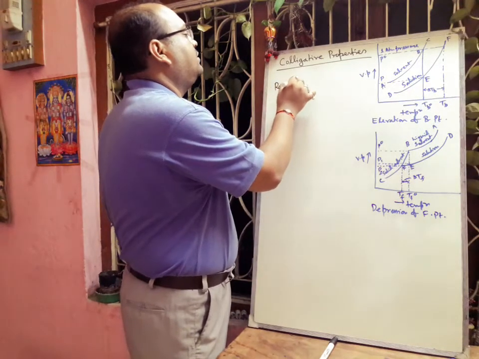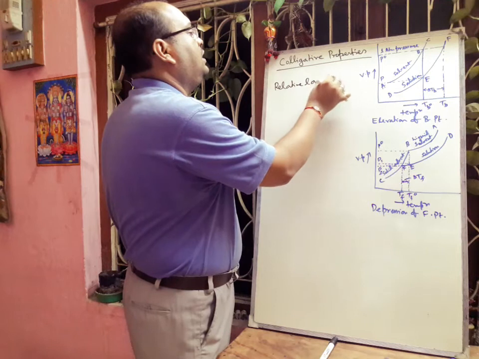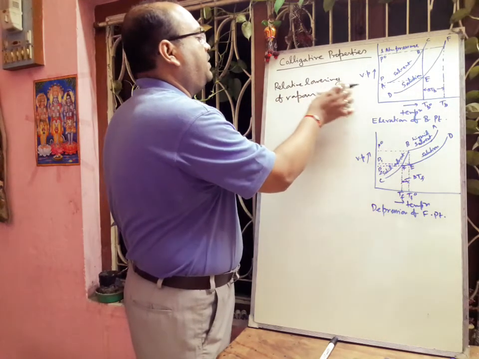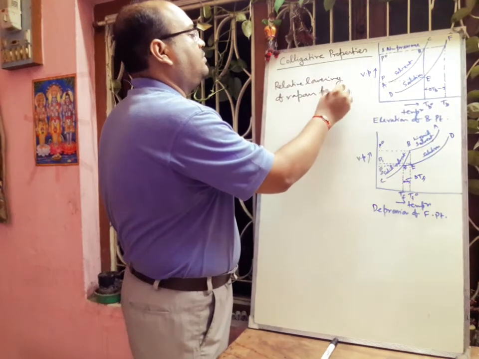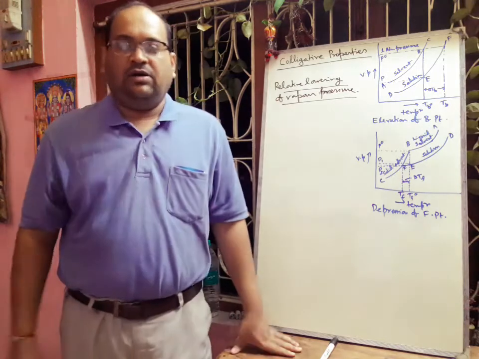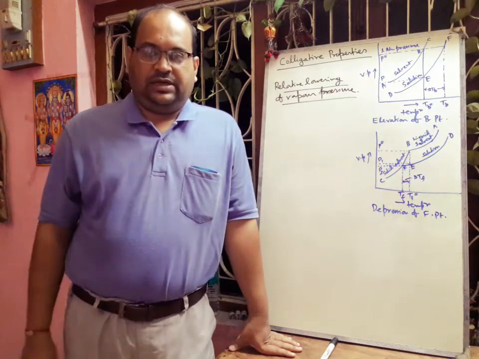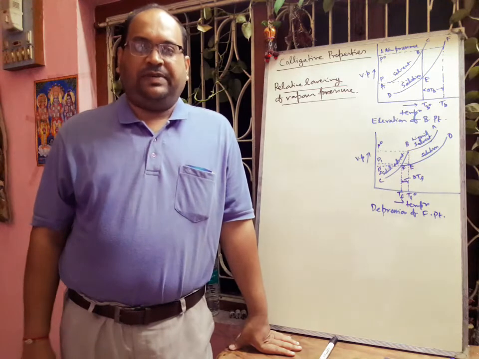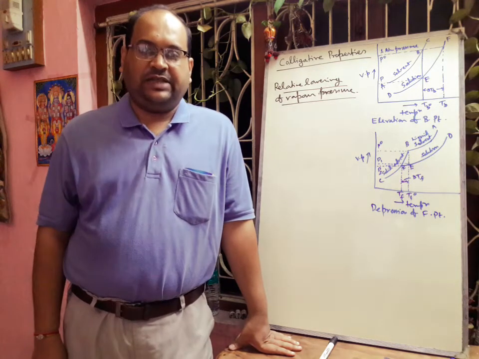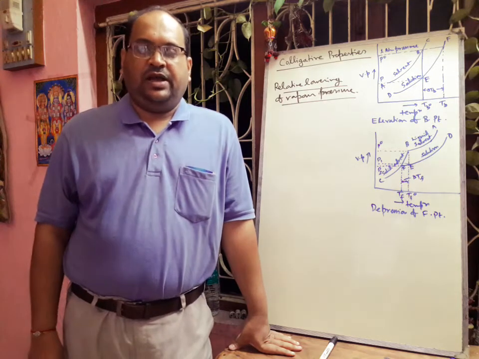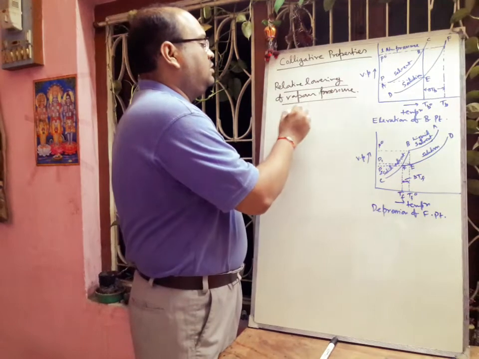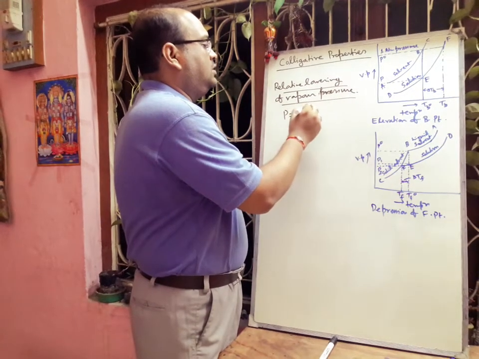Relative lowering of vapor pressure. We have already discussed what is vapor pressure. Now the relative lowering of vapor pressure is equal to the mole fraction of the solute. Okay. Now according to Raoult's law, what we know is that P is equal to P0 into X1.